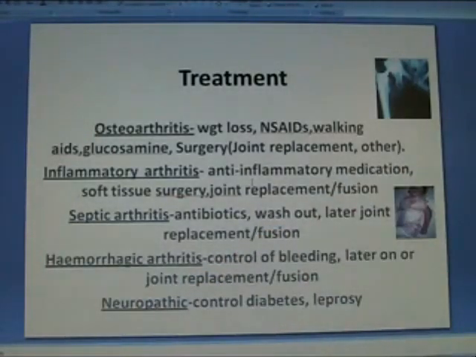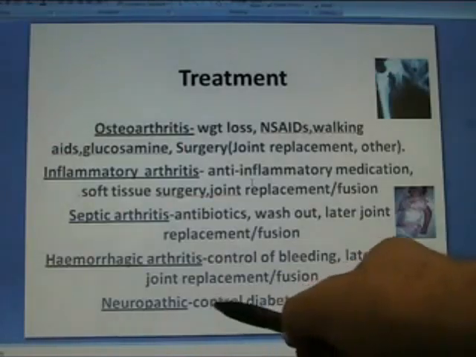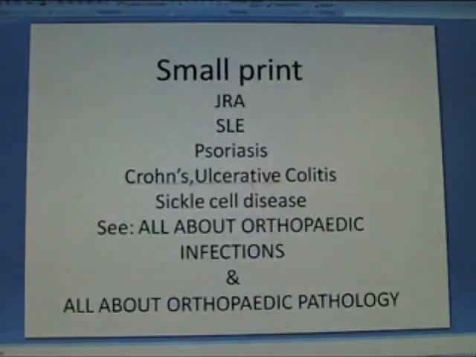Neuropathic joints, very, very challenging. Got to control the diabetes, treat the leprosy, get the right medication to avoid destruction of the joints. May have to do early fusion; at a very late stage, fusions or joint replacements are very hard in neuropathic joints.